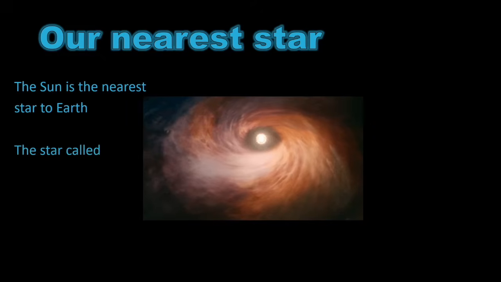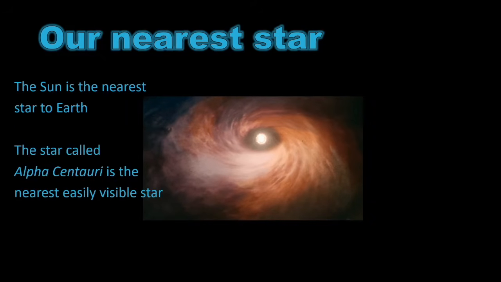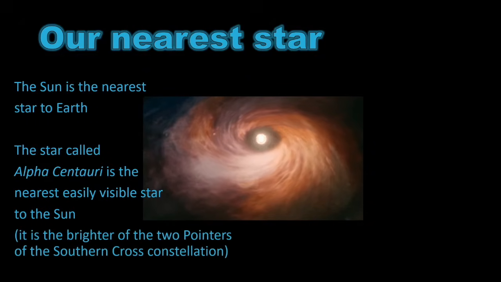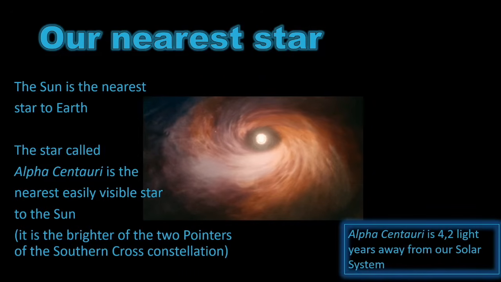So our nearest star. The sun is the nearest star to Earth. But if we look at the star that's nearest to the sun which is actually visible, it's known as Alpha Centauri. It's one of the brightest stars of the two pointers which we find in the Southern Cross. Alpha Centauri is about 4.2 light years away from our solar system.